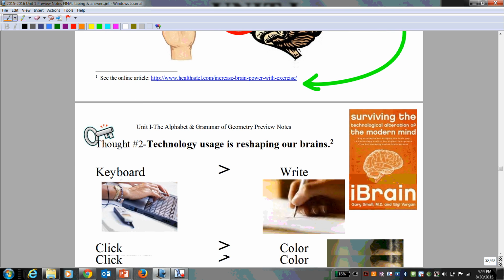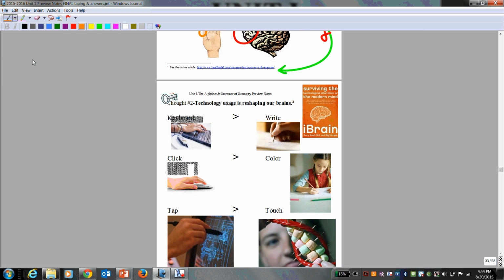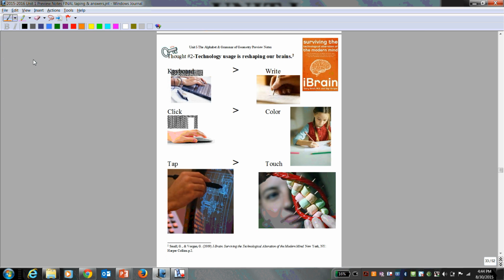Key thought number 2. This is very important for you to understand this. The use of digital technology is physically reshaping the brain. Brain development is happening differently for those of us who are digital immigrants than for those of you who are digital natives. Let me explain why brains are developing and connecting differently.